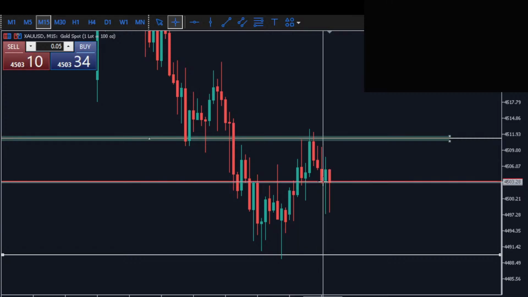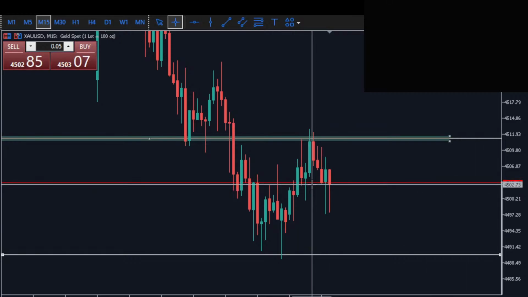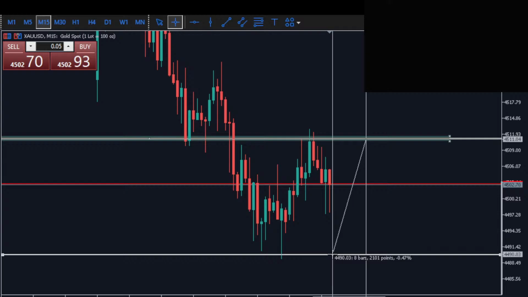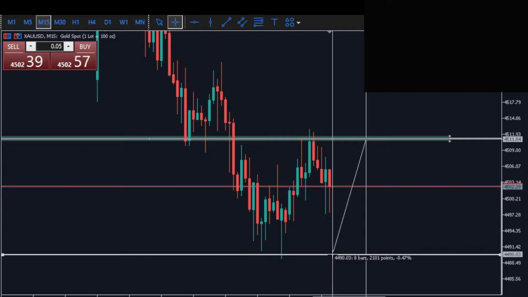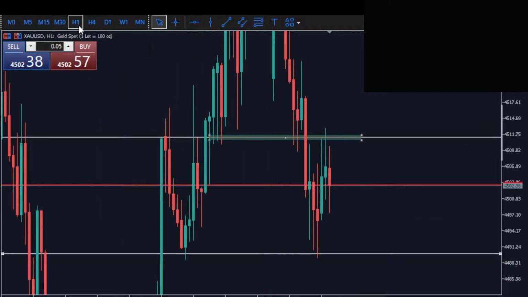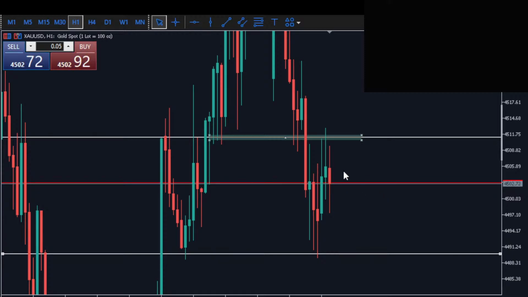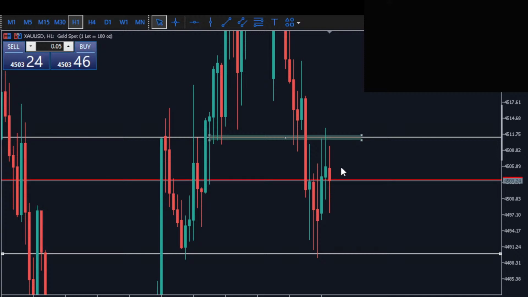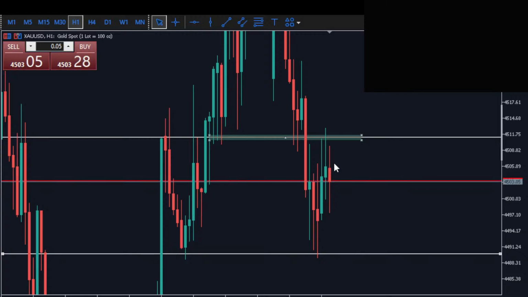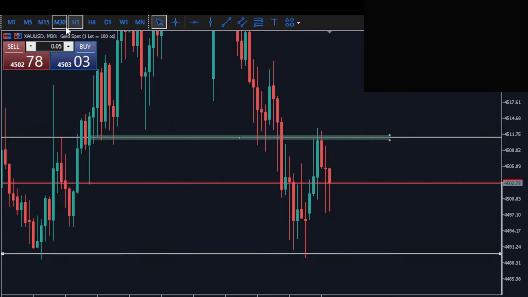It is on a psychological number of 4,500, strong, and the consolidation zone is about 200 pips. We don't care about these 200 pips, but only if we have this closing bearish. If this candle closes bearish, we might be looking to go down because it created a big wick.